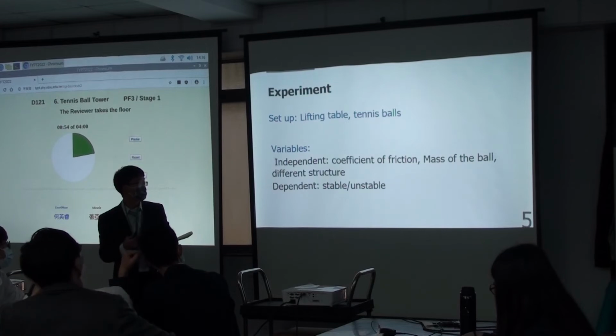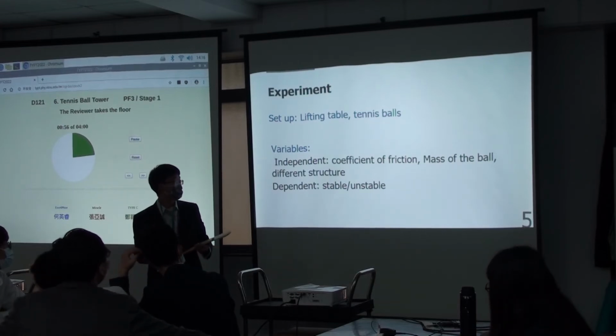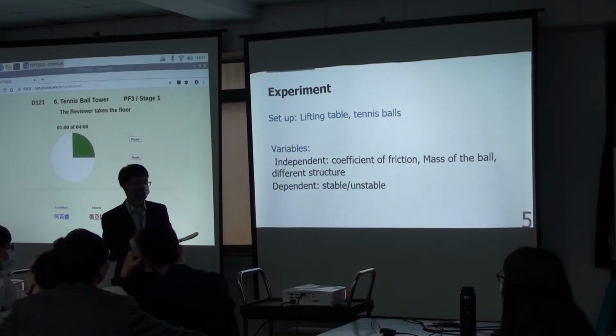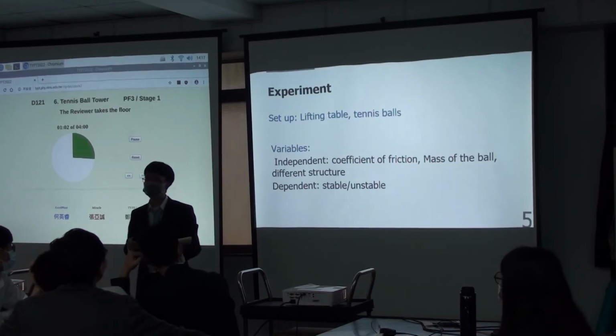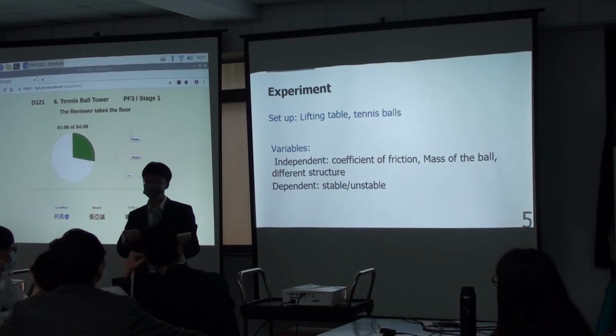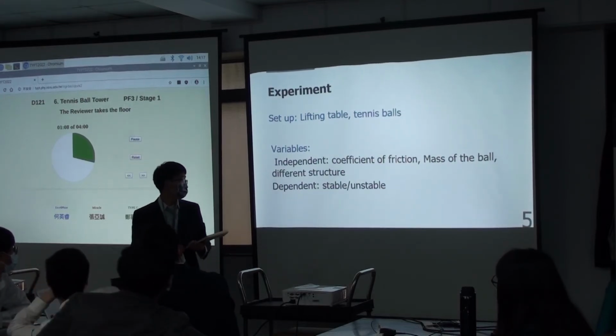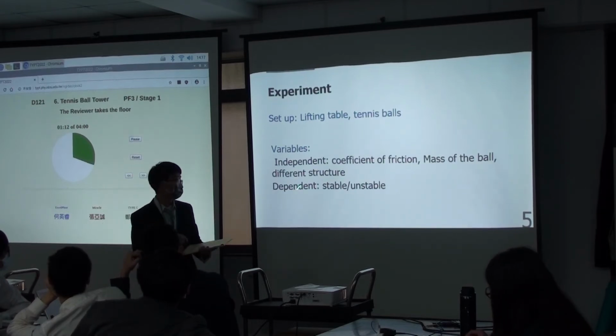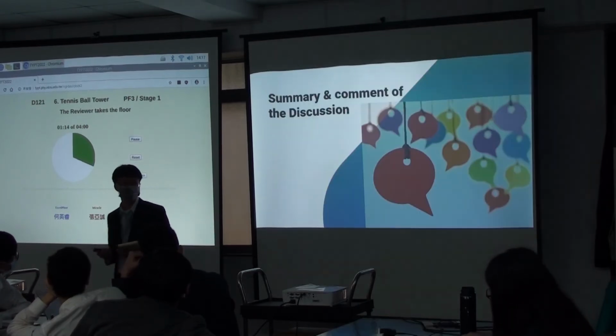And so here are some variables that he changed. For the independent variable, he changed the coefficient of friction by changing the surface of the tennis ball, and also added mass to the top ball by adding sand or metal balls into the ball, and also changed the types of structure. And the dependent variable was stable or unstable, which was actually not clearly defined in the reporter's report.